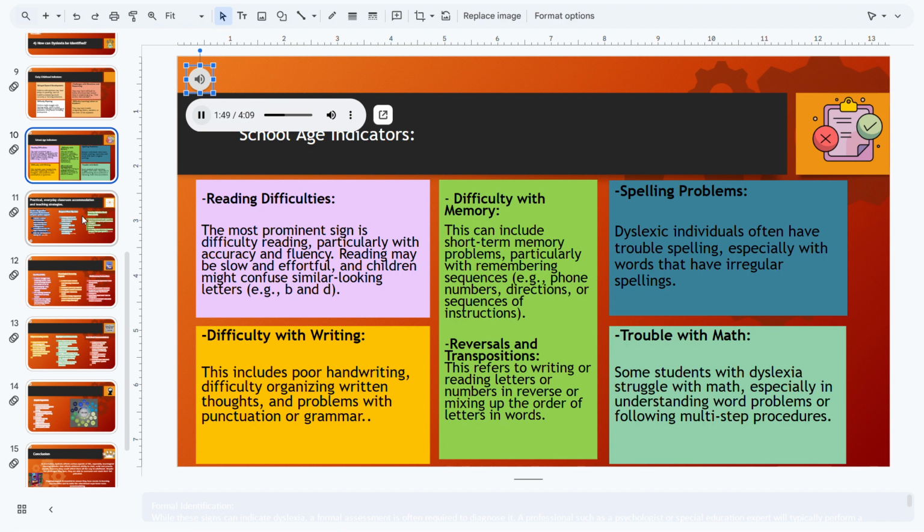Now, as educators, we are not all professionally qualified to assess or confirm whether a child is dyslexic, and this is where formal identification will come in.